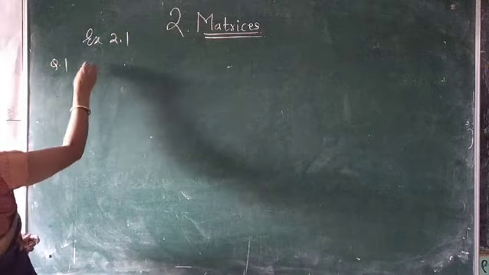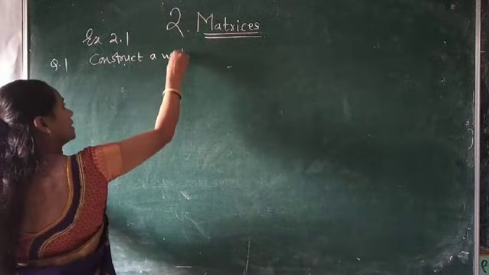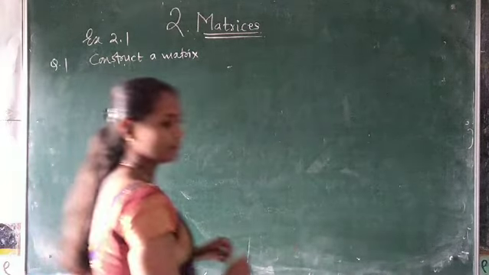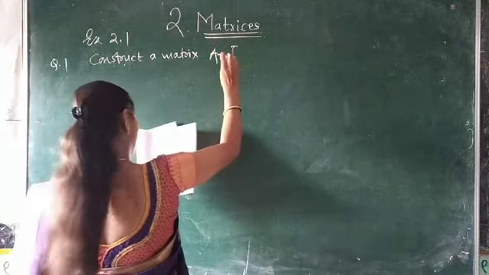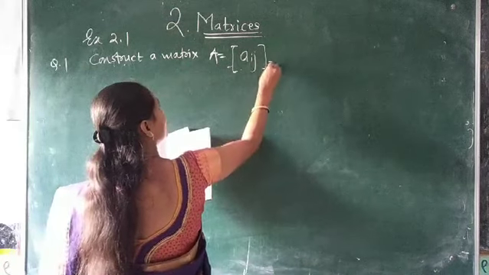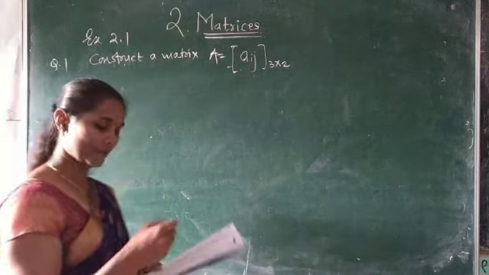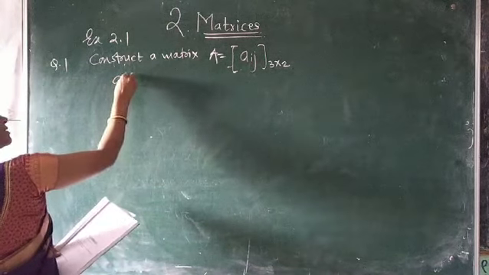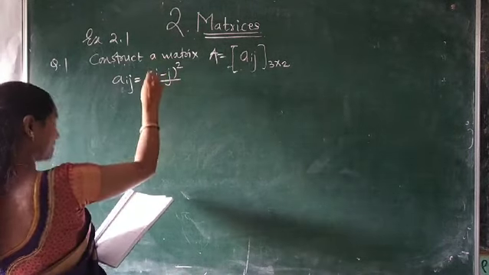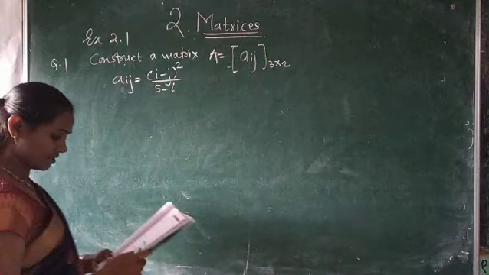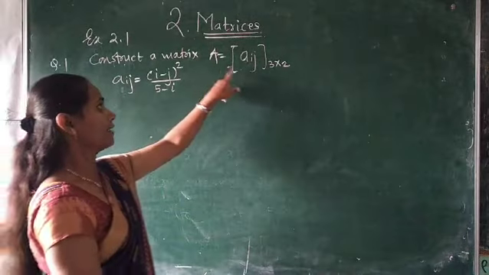So question 1 is: construct a matrix A of order 3 by 2 whose element Aij is given by Aij equals (i minus j) whole square divided by 5 minus i. Here we have to construct a matrix A of order 3 by 2.